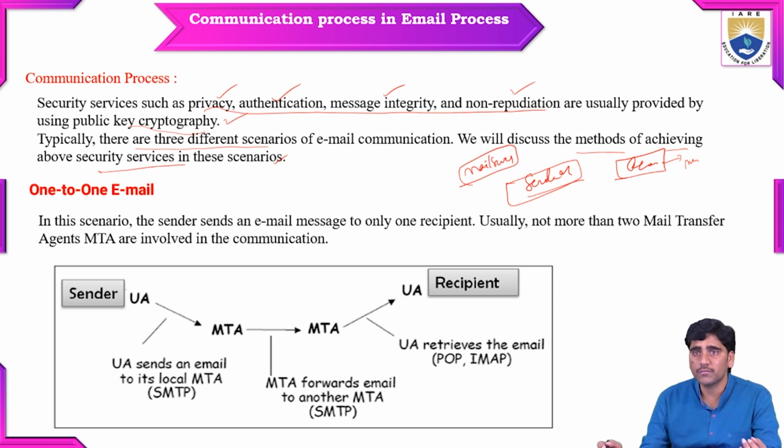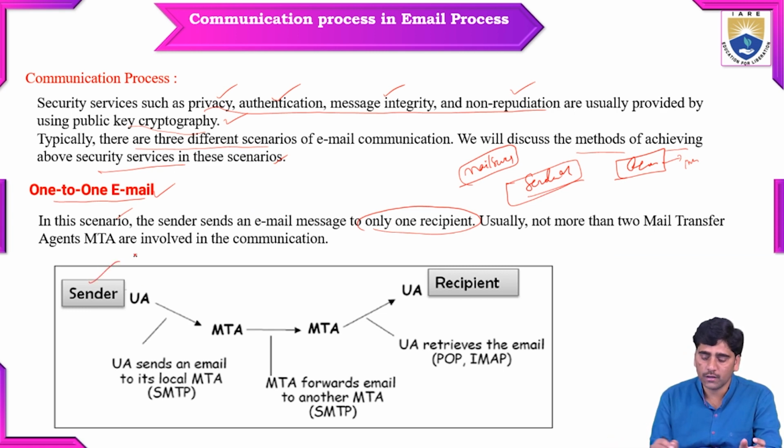So the communication process has three methods of achieving the above security services. The first one is one-to-one email. In this scenario, the sender sends an email message to only one recipient, one sender and one recipient. The sender can send the message with attachment or without attachment.